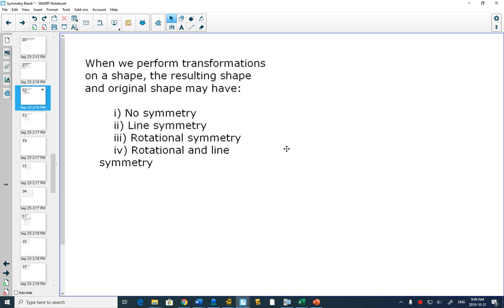We can take a shape and do something called a transformation, which means we can reflect it or translate it or move it so that it either has line symmetry, rotational symmetry, both rotational and line symmetry, or no symmetry at all.